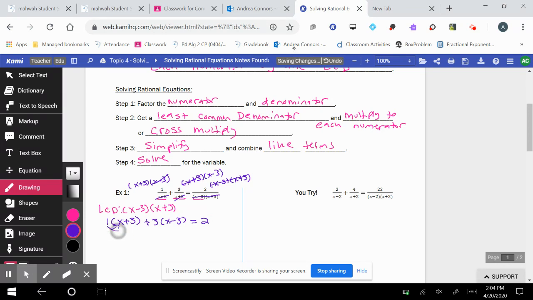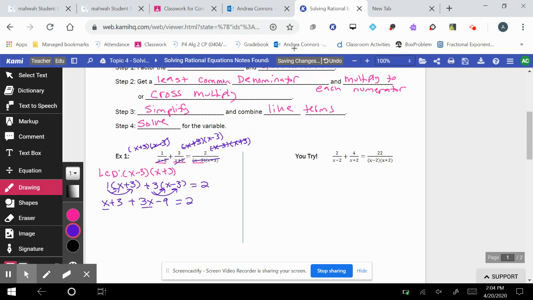So you distribute to each term. So this is just x plus 3. Distribute to each term. 3x minus 9 equals 2. Combine your like terms, which gives you 4x minus 6 is equal to 2. Add 6 to both sides, you get 4x is equal to 8, which means x is equal to 2.